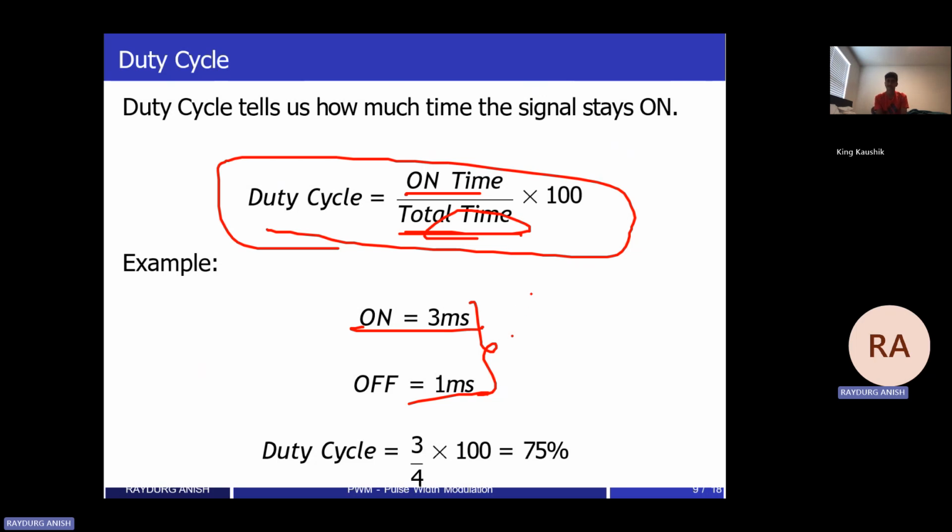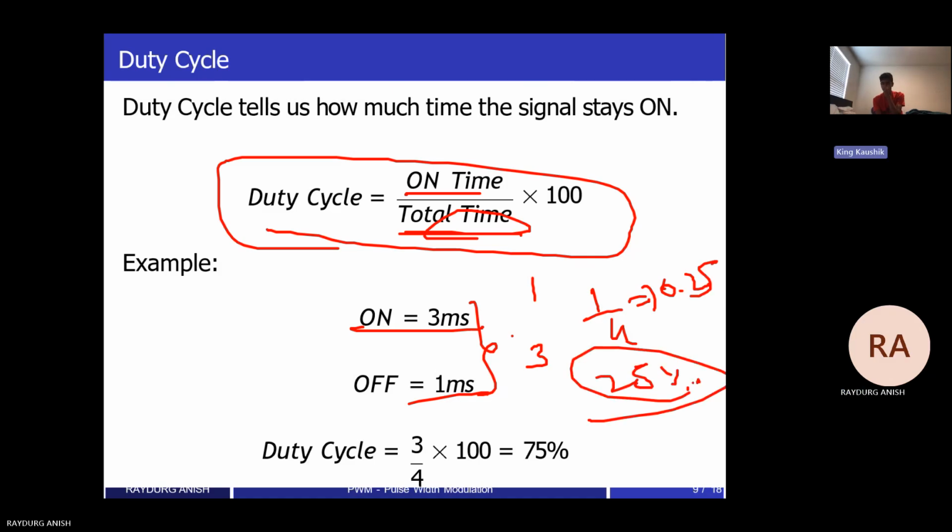Okay, then tell me this one: if it is on for 1 and off for 3. It's 25%. One by four. I was thinking 1 by 3. My fault.